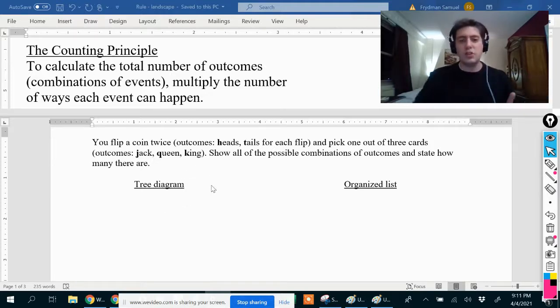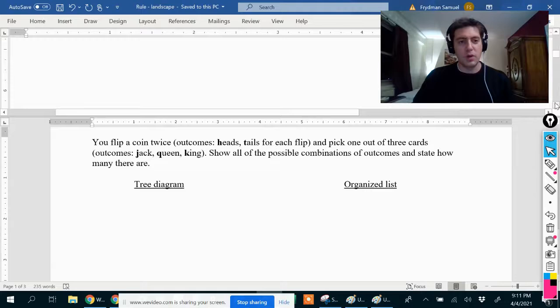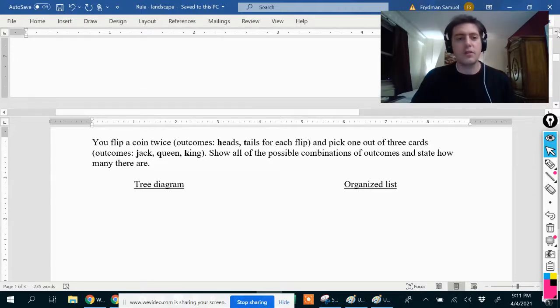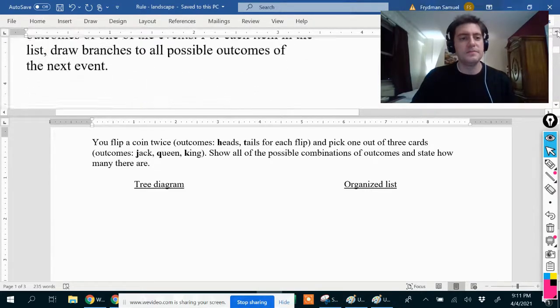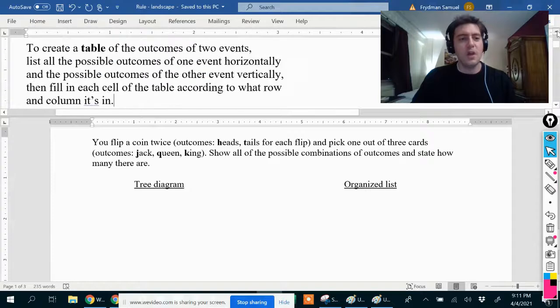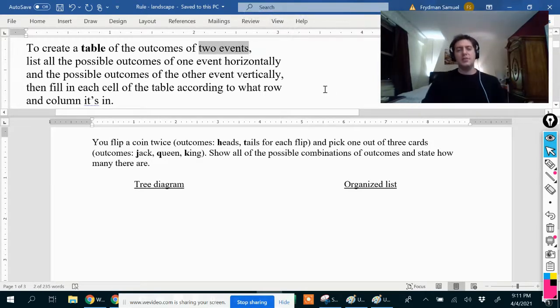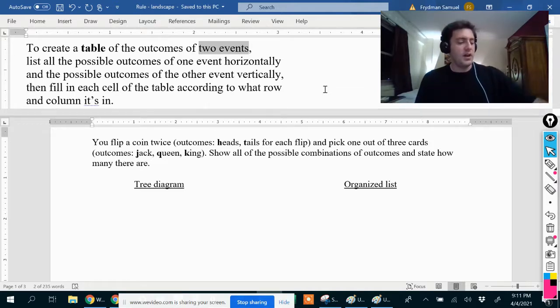So we're not going to do a table for this one. Let me go back to table. Okay, so we're actually not going to be making a table for this one. And the reason, notice that over here for table, I just said 2 events. So drawing a table is not so good if you have more than 2 events. In this case, the first thing I'm going to do is flip a coin. The second thing is flip the coin again. And then the third thing is to pick one of those cards. So there are 3 things that are happening, not just 2.